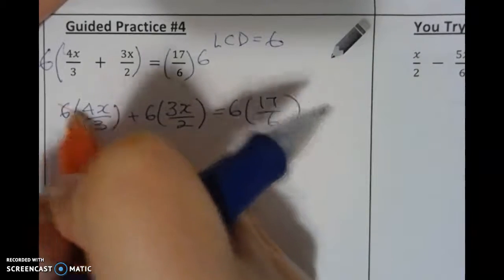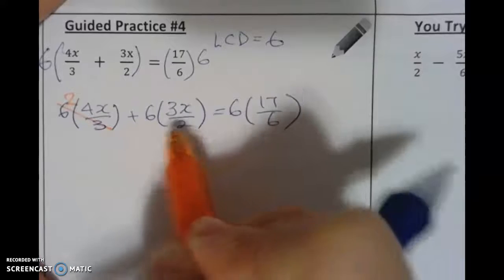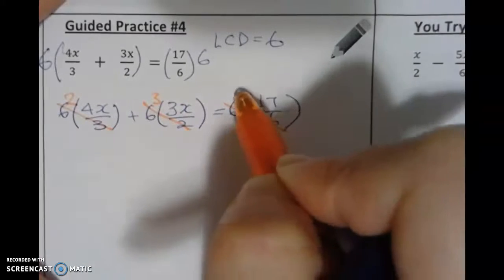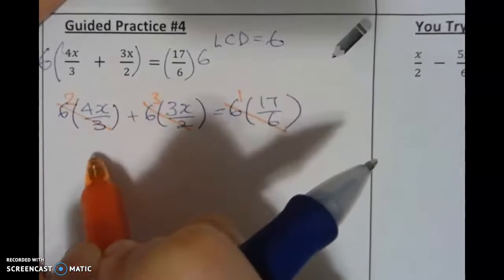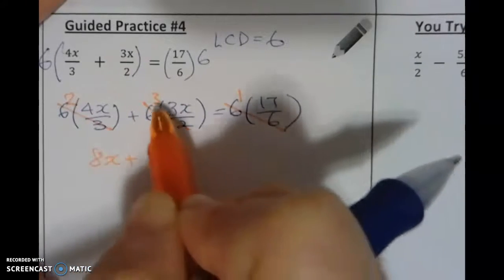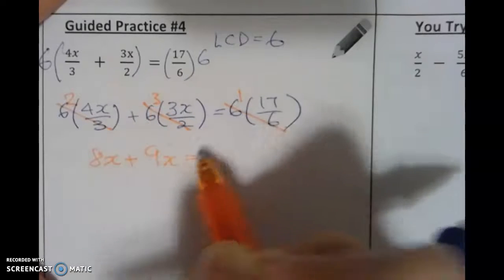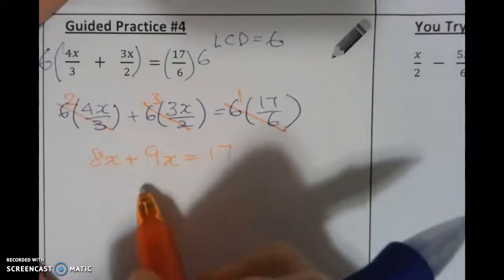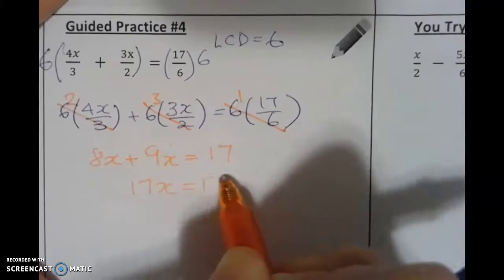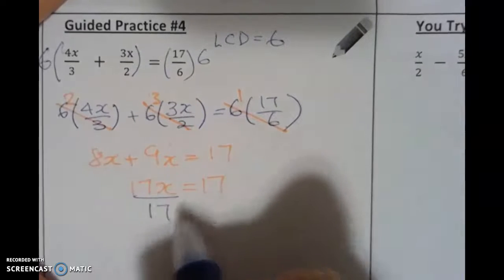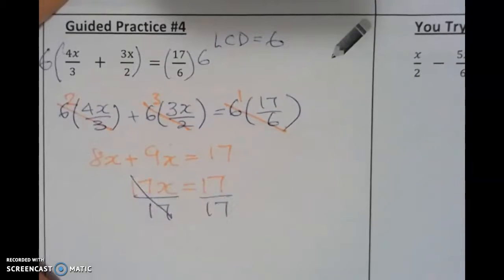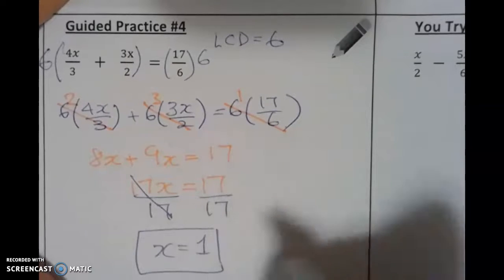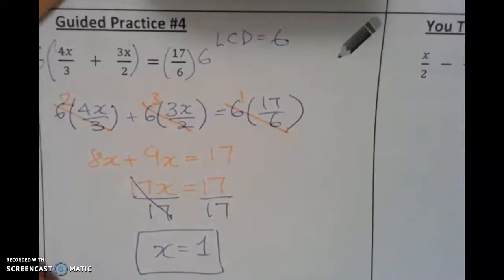6 divided by 3 just becomes 2. 6 divided by 2 becomes 3. And 6 divided by 6 just becomes 1. So you're left with 2 times 4x, which is 8x, plus 3 times 3x is 9x, is equal to 1 times 17 is just 17. And 8x plus 9x, we know it's 17x, is equal to 17. So you're going to divide both sides by 17, which becomes 1, and you are left with x is equal to just positive 1. That's your final answer.